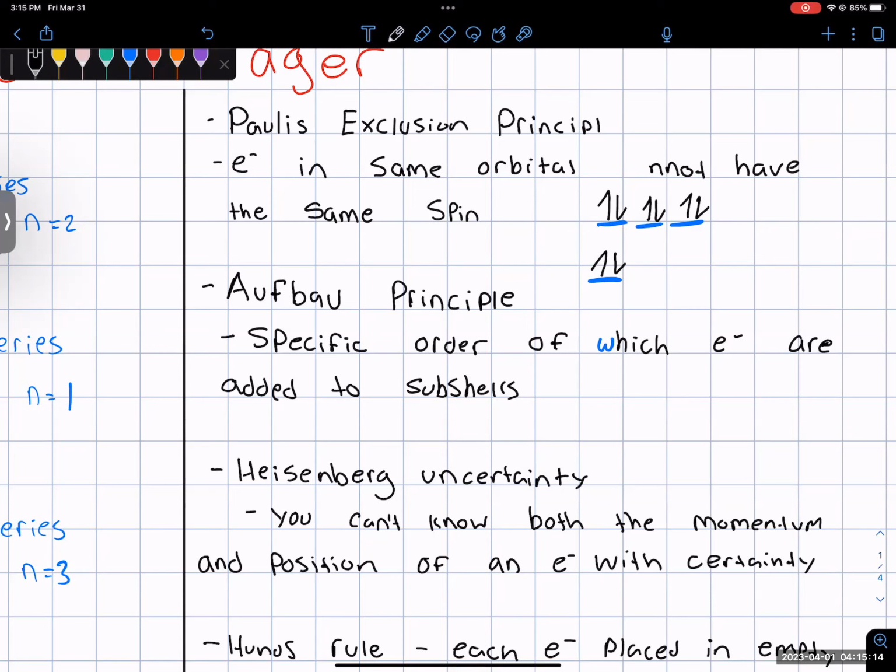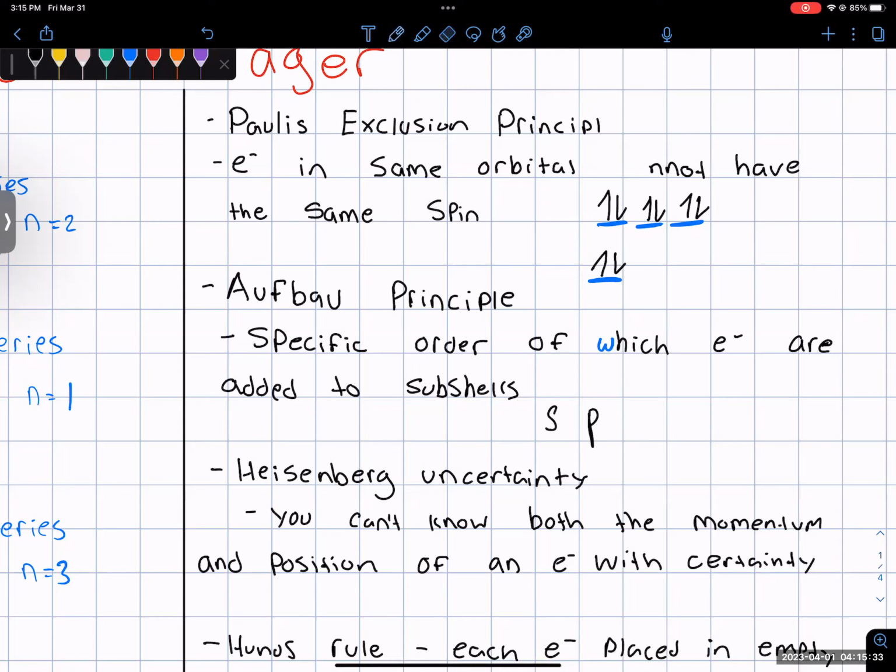So then Aufbau principle, this is related to the energies. It's the specific order in which electrons are added to a subshell. So this is something like you fill the s orbital first before you fill the p orbital, before you fill the d orbital, or generally.